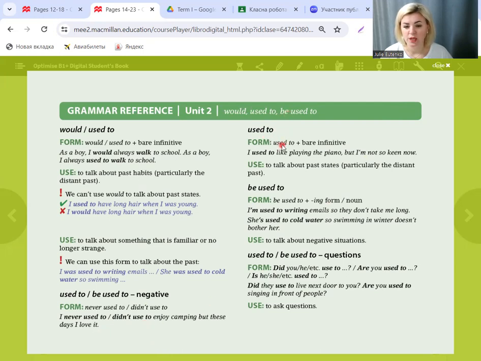Used to form: used to plus bare infinitive. Infinitive is a verb without an ending. I used to like playing the piano, but I'm not so keen now. We use used to to talk about past states. So, we see that for past states we use used to, but we can't use would in these situations.